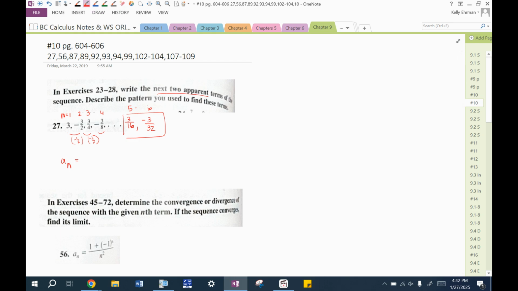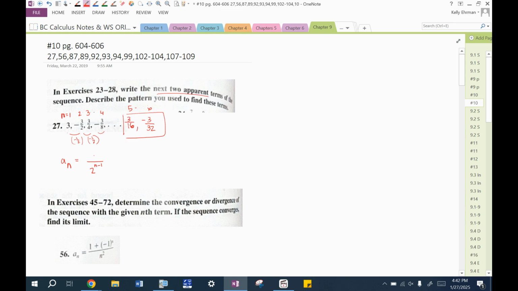So keeping that in mind, I want to connect it, like the denominator. It looks like the denominator is our powers of 2, but they're like one behind. So the second term is 2 to the first. The third term is 2 to the second. The fourth term is 2 to the third. So this could be like 2 to the n minus 1.